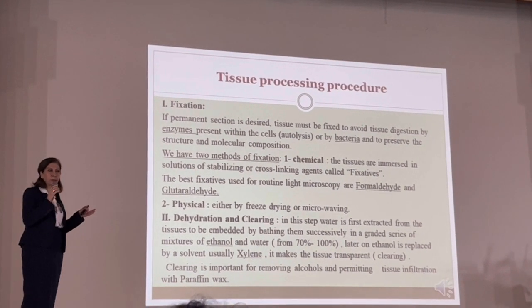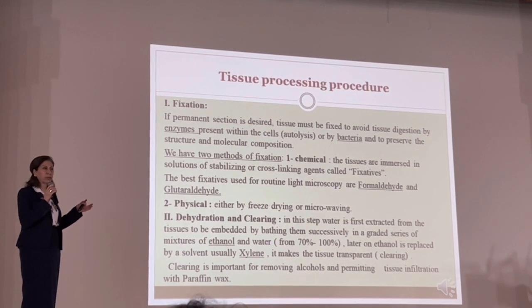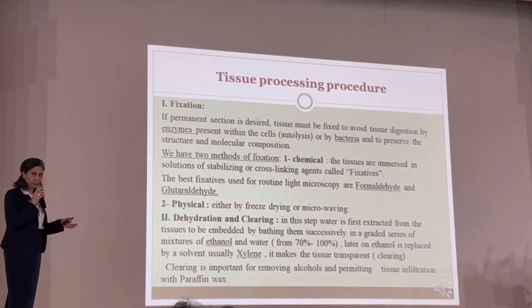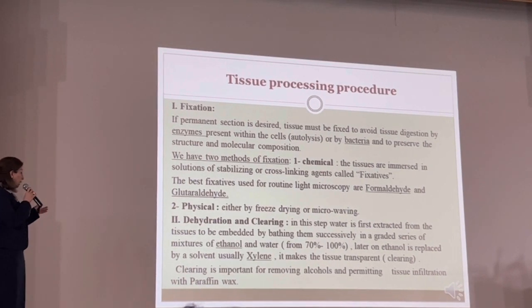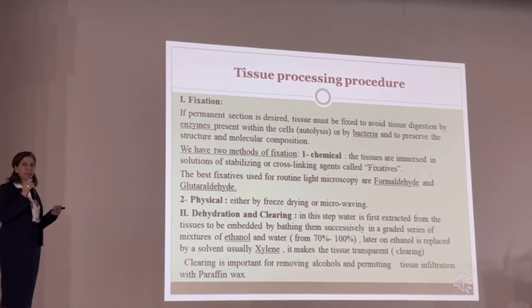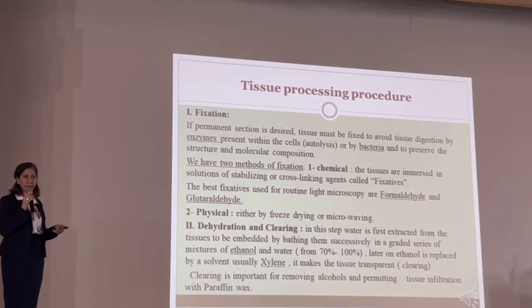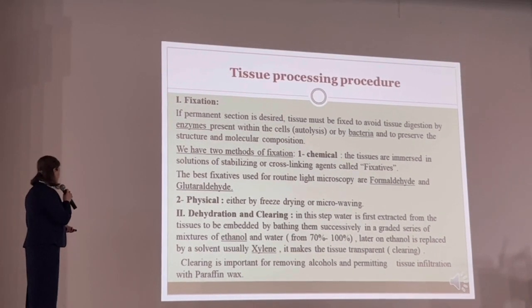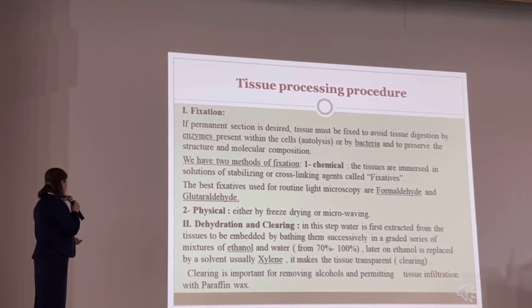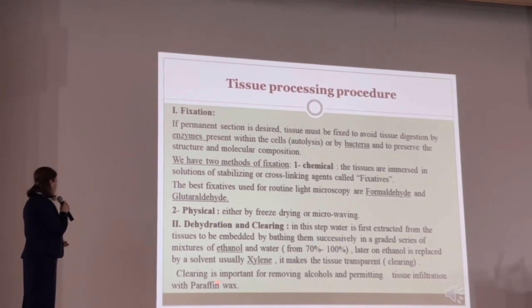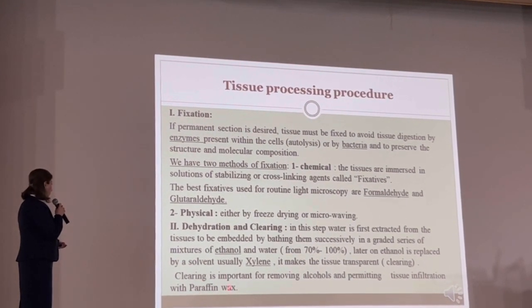What is the agent responsible for the action of dehydration? It is alcohol or ethanol. And what is the agent which is responsible for clearing, or making the tissues clear and transparent? It is xylene. So you have to memorize these agents and the function of each one. Clearing is important for removing alcohol and permitting tissue infiltration with paraffin wax.